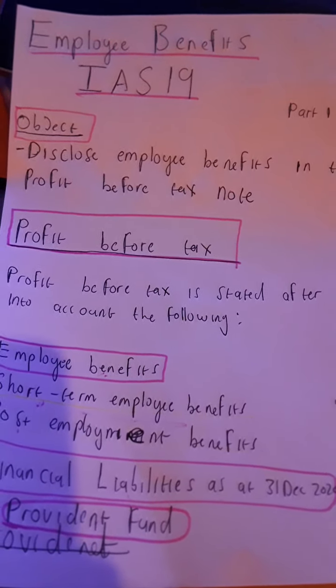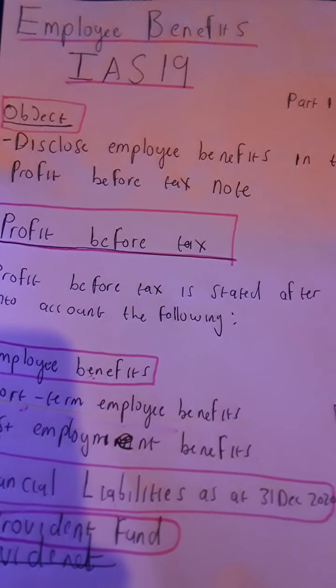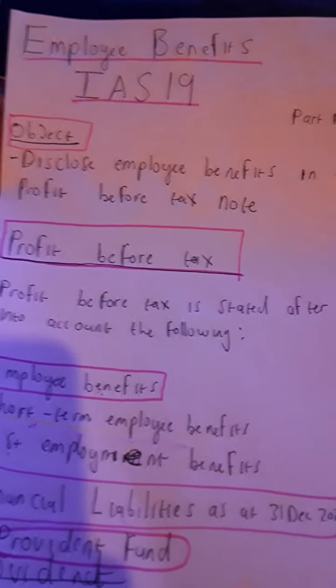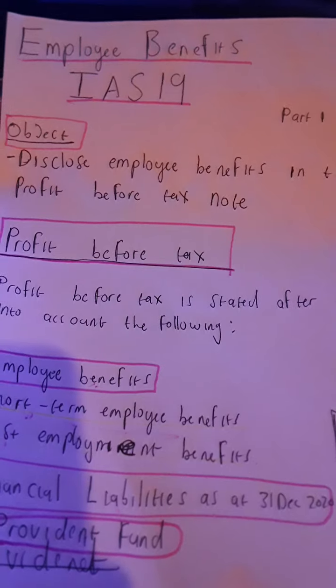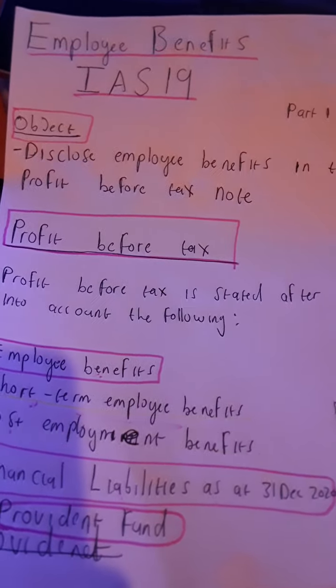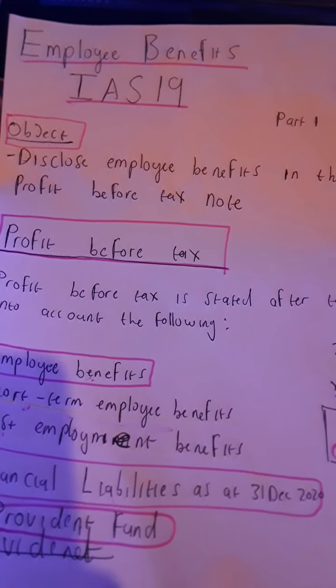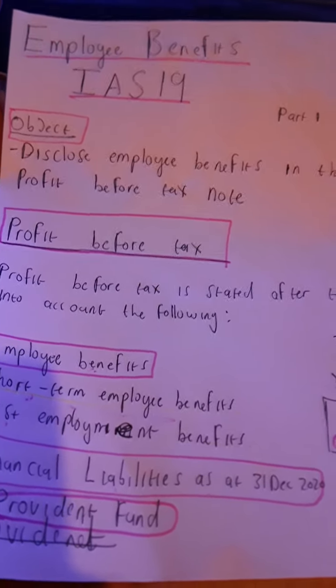Let's begin. So as I promised in my last video, we are going to be looking at employee benefits, that is standard IAS 19. I'm going to give you this tutorial in two parts, and this is part one. The objective of this tutorial is to disclose employee benefits in the profit before tax note.